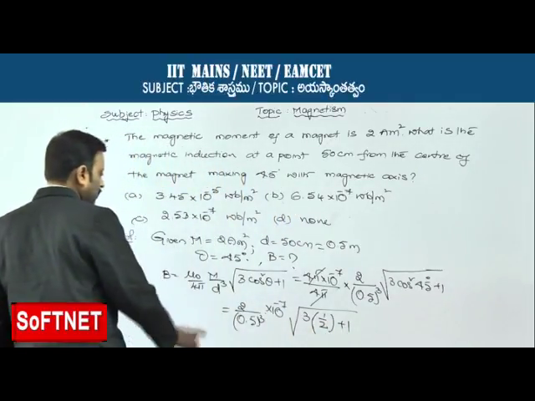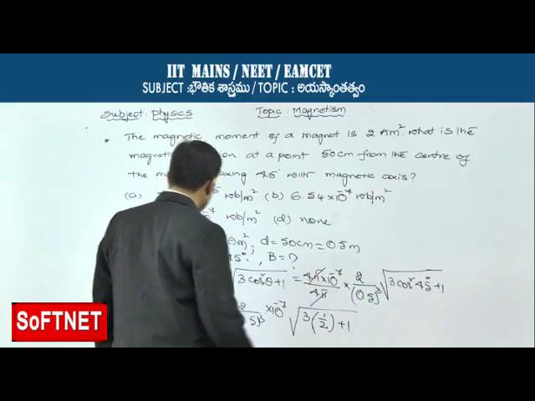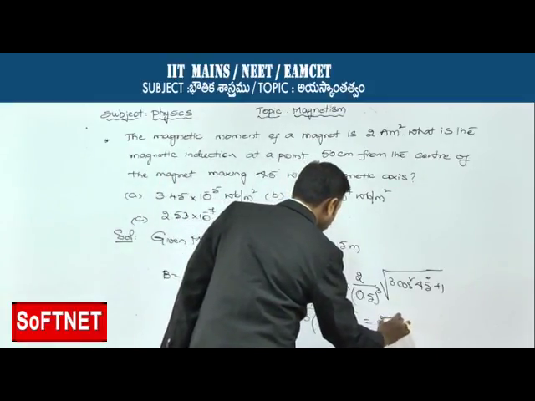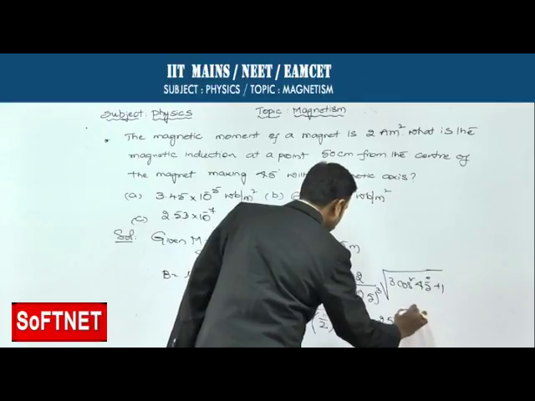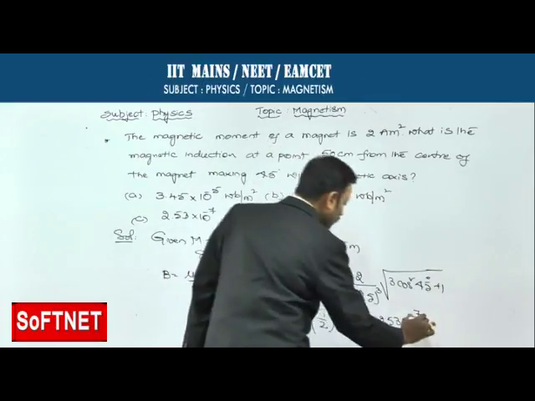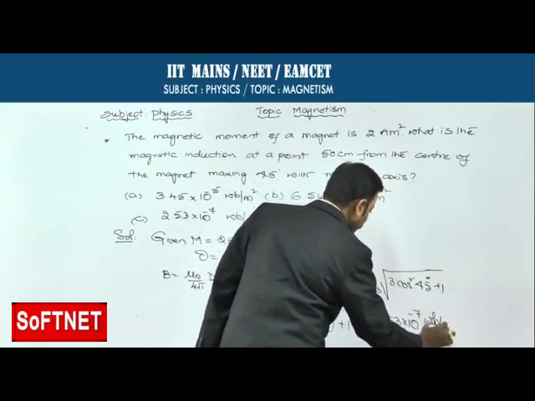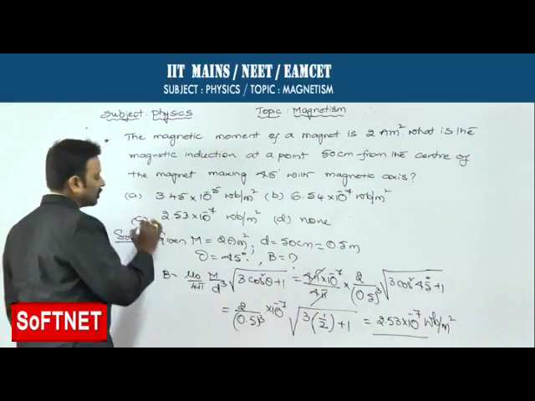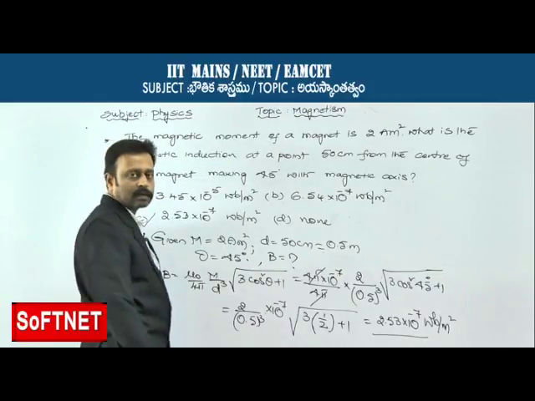When you simplify this, you will get 2.53 × 10^-7 Weber per meter square. So, this third option is the correct one.